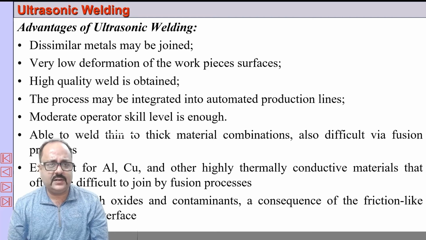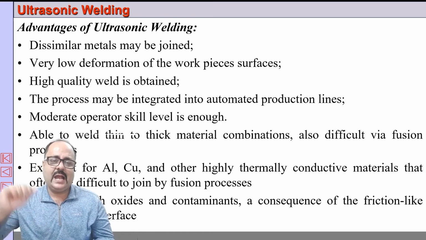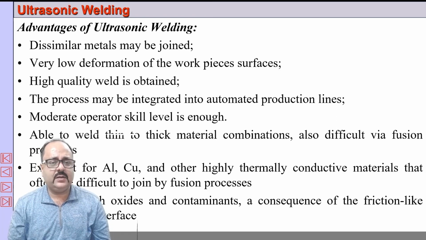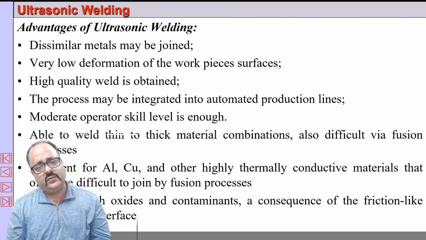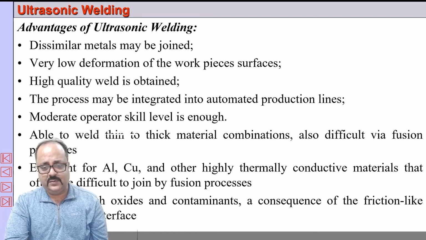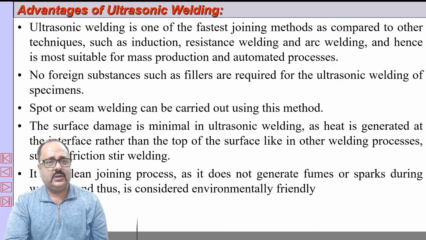This is the advantage of ultrasonic welding. Low deformation, very little residual stress, and a high quality weld is obtained. It can be automated, and the skill required is very less. Basically you have to place the workpiece properly and press a lever, and ultrasonic welding will be completed within less than a second probably. We are able to weld thick to thin plates. It is excellent for aluminum and copper, as already discussed. Oxides, etc. will be automatically dispersed. Ultrasonic welding is one of the fastest methods of joining.